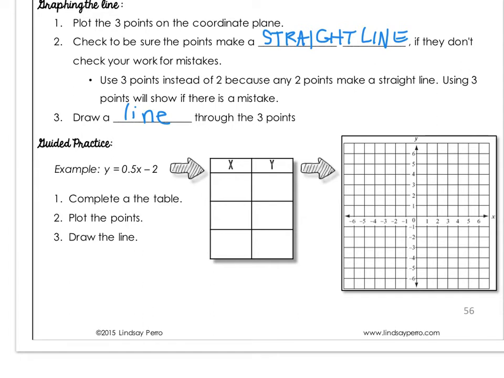Even numbers. So instead of picking -1, 0, 1, you could do 2, 4, 6, -2, 0, 2, anything that is an even number. So I'm going to put -2, 0, and 2. Complete the table, plot the points, draw the line. All right, I'm going to go to my scratch paper again.